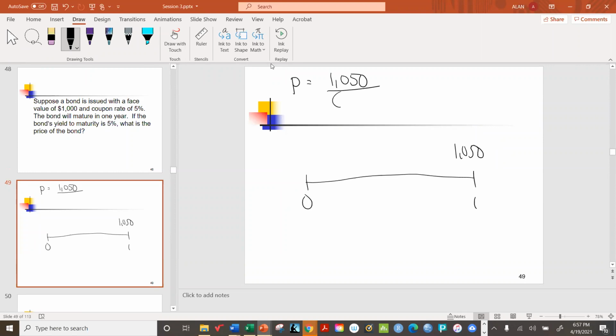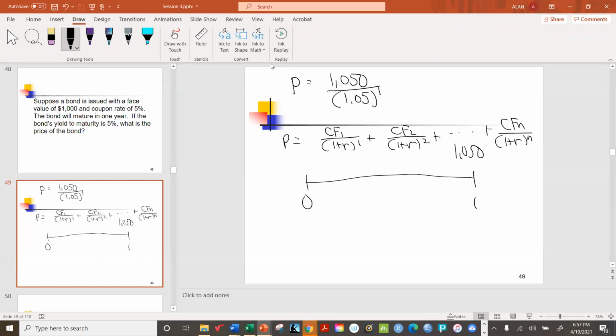In the denominator, we have 1 plus the yield, and we have an exponent equal to the year in which this cash flow is received. Okay, so in other words, in general, we have the cash flows in whatever year it happens to be. Okay, so this happens to be a 1-year bond.